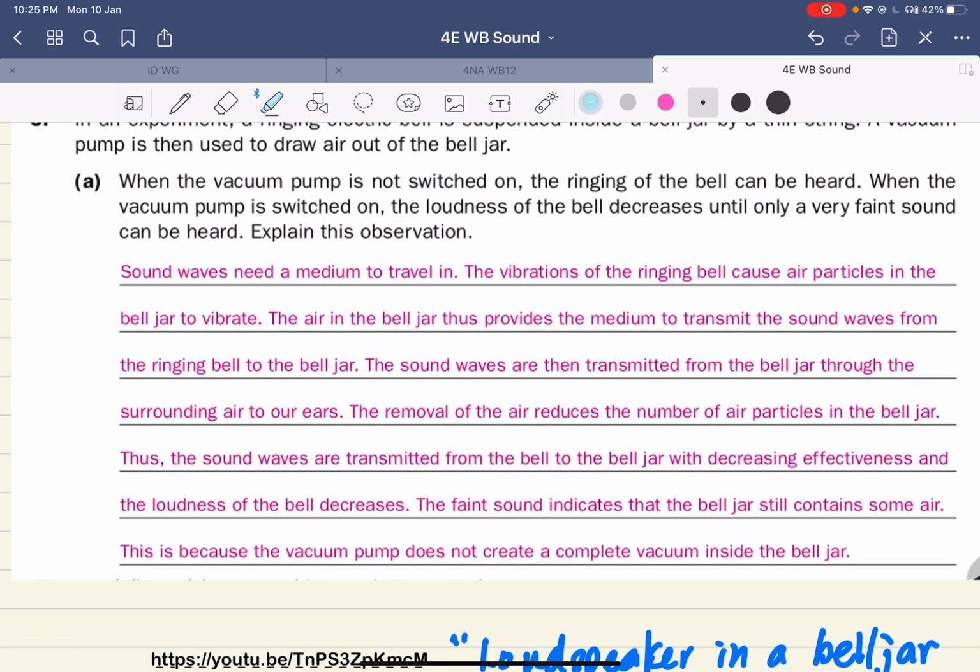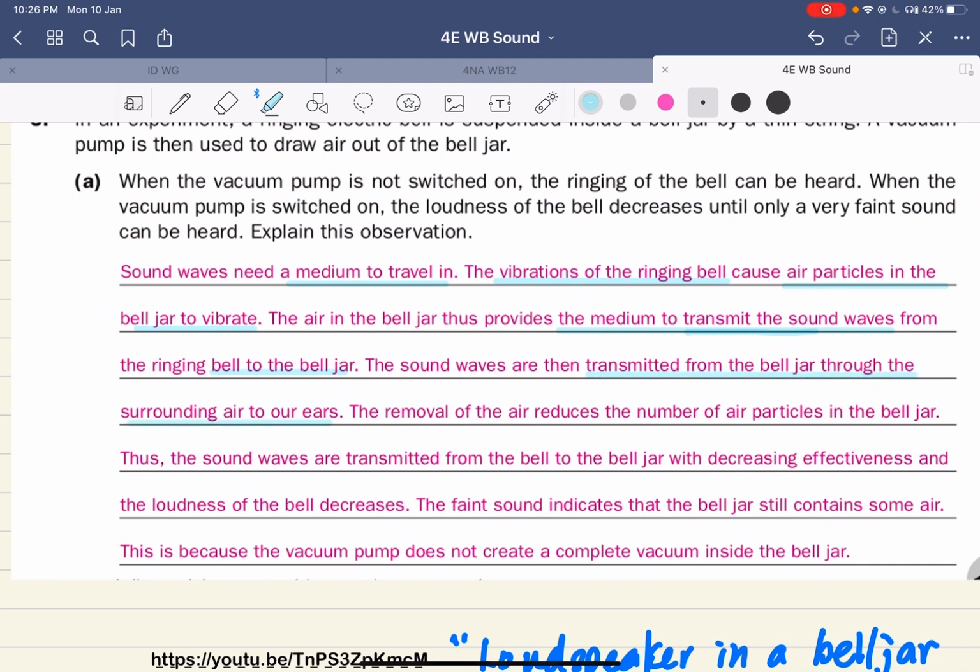by saying that sound waves need a medium to travel in. So we can go straight into the explanation. Vibrations of the ringing bell cause air particles to vibrate. The air in the bell jar provides the medium to transmit the sound wave from the bell to the bell jar. The sound waves are then transmitted from the bell jar through the surrounding air to our ears.